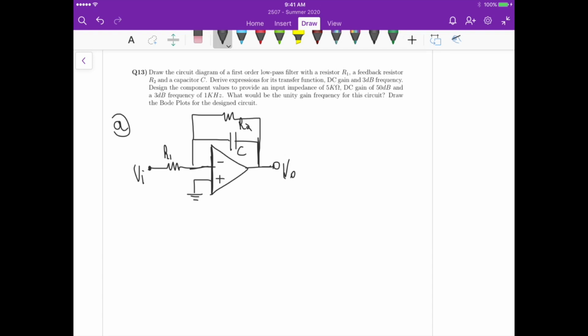And derive expressions for its transfer function, DC gain, and 3 dB frequency. So this is the circuit that we have. Let's start with the transfer function. So part B, let's call part B transfer function.